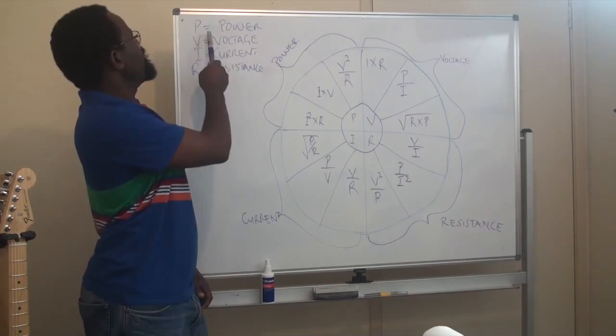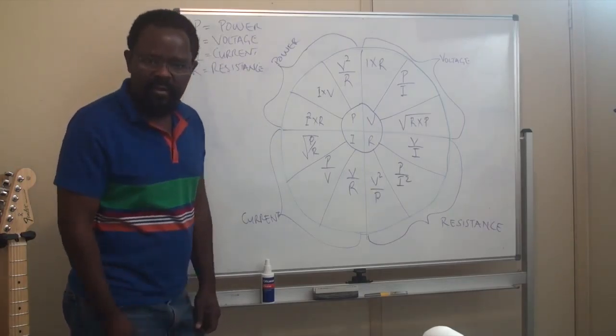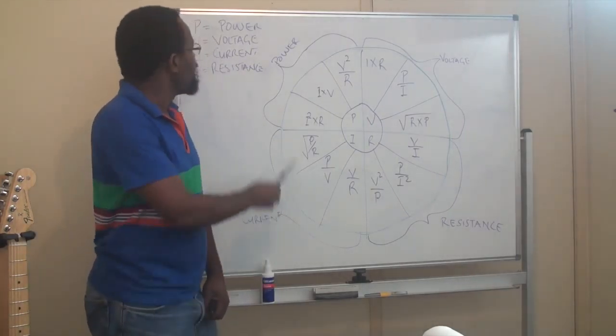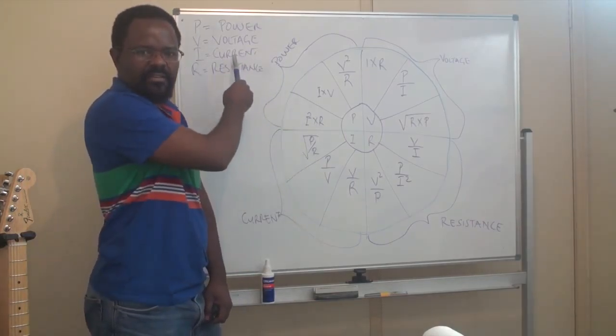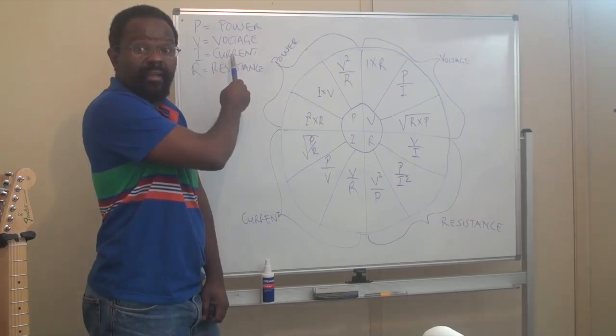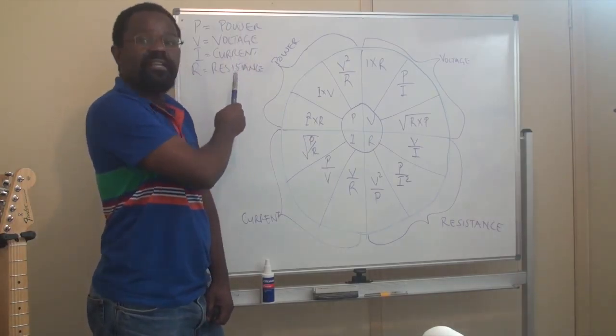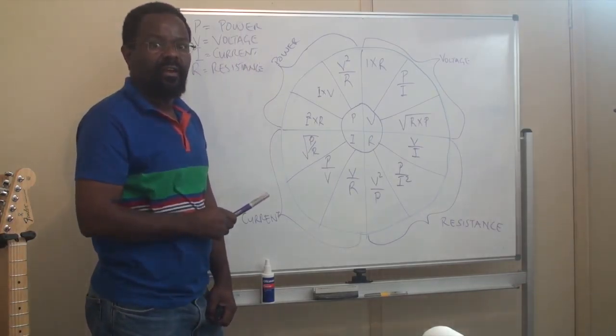The first parameter that we have is P, which is power. The next parameter is V, the voltage. The other parameters are I, which is our current, and R, which is our resistance.